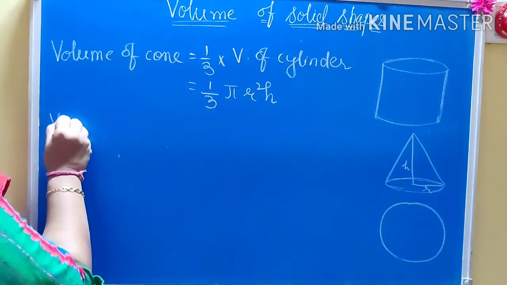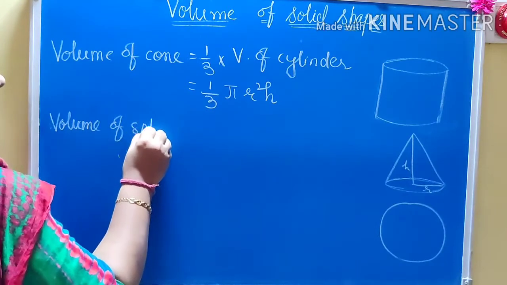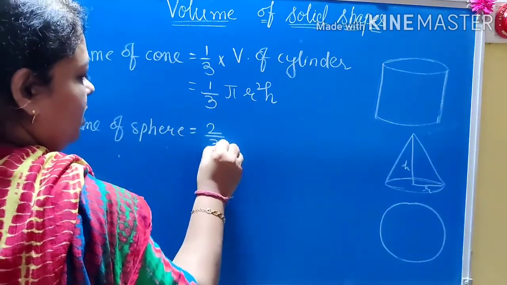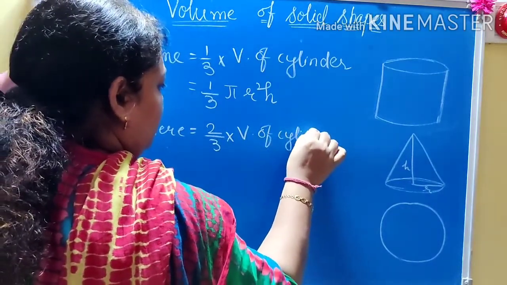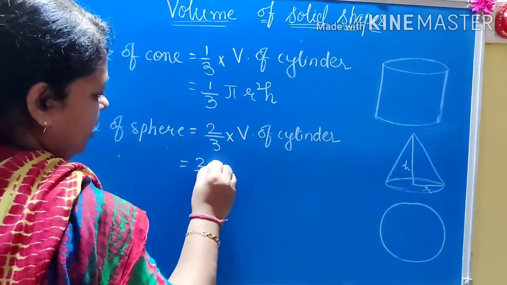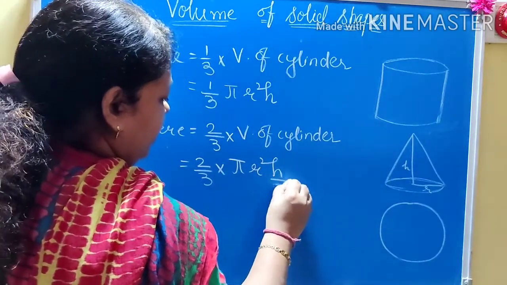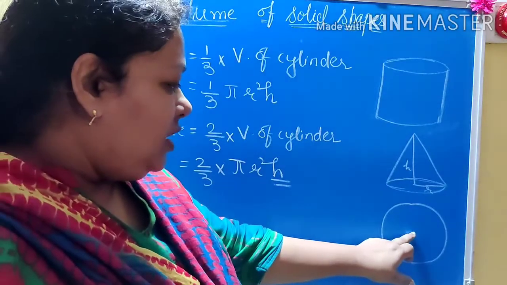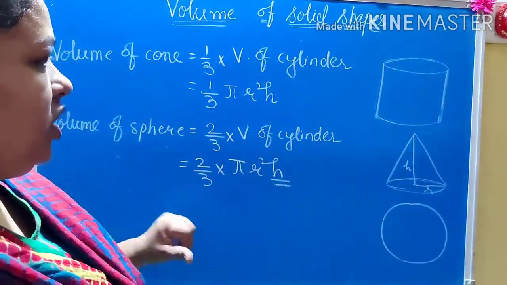Even we can find the volume of sphere. We have seen from that activity the volume of sphere is 2/3 the volume of cylinder. So it is 2/3 into pi r square h. Now we have to replace this h by r, because in sphere we are having only radius of the sphere. There is no term like h. So how will you replace?